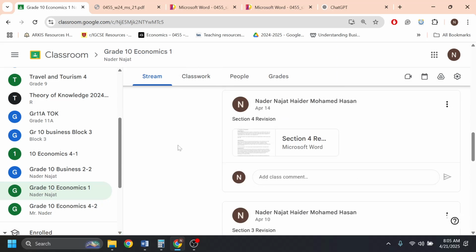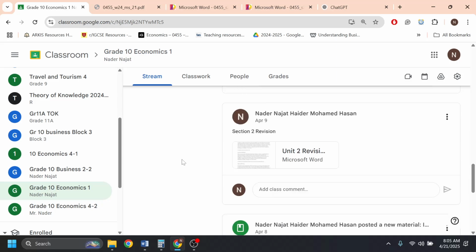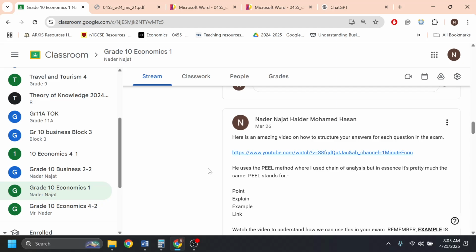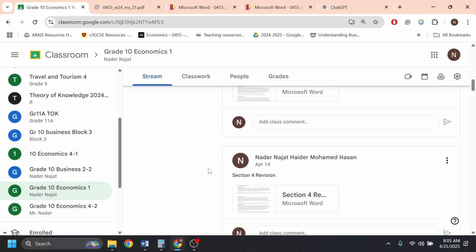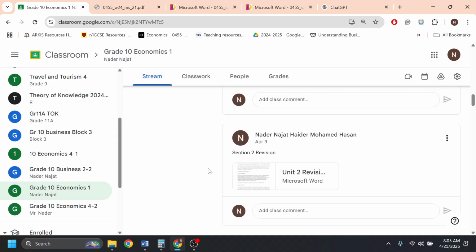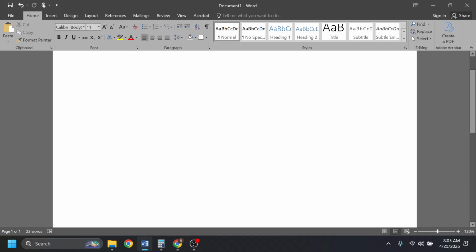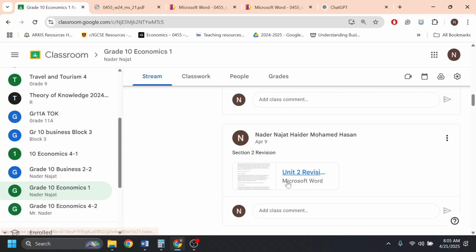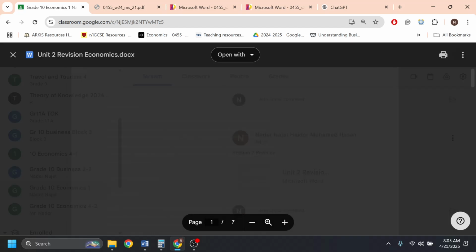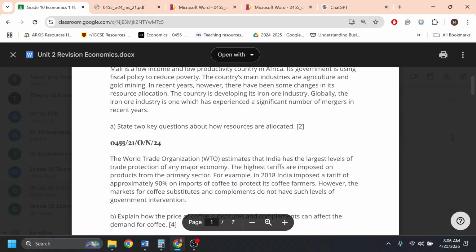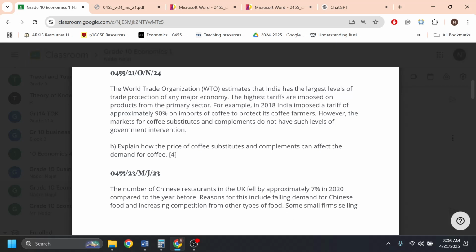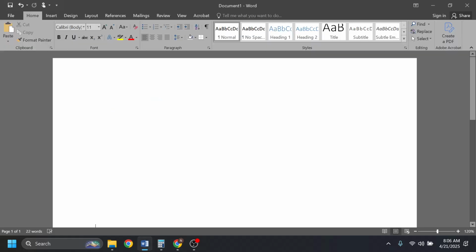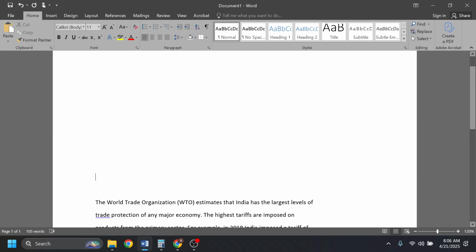So if you go in your Google Classroom, you'll see I've uploaded some revision questions on each unit, Unit 2, Unit 3, Unit 4, Unit 5, and so on and so forth. So this is how I would do my revision. I have an empty document over here. Let's go to section 2, all right? Let's find a question that we can answer. Here's one. This one is on substitutes and complements. So let's copy, paste that.